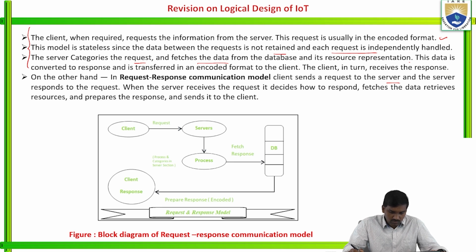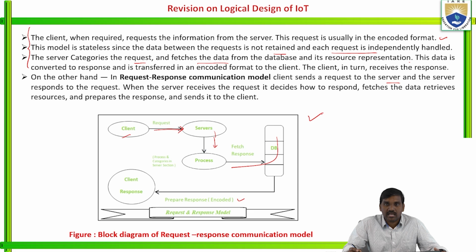So this is one more elaboration diagram of this communication model. This is the client. The client initially requests to open any site server. Immediately the server processes the data, fetches the data from the database, and gives the response, prepared in an encoded format. It maintains some format in order to prevent unauthorized access. So it is the request-response communication model.